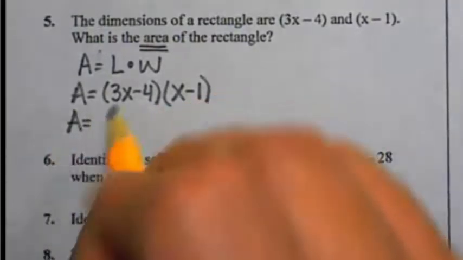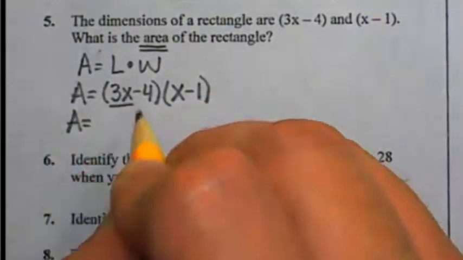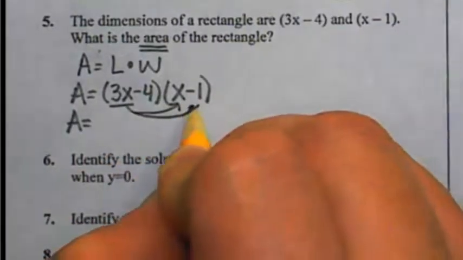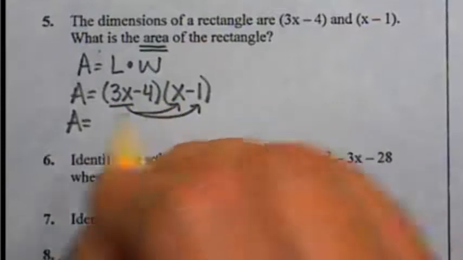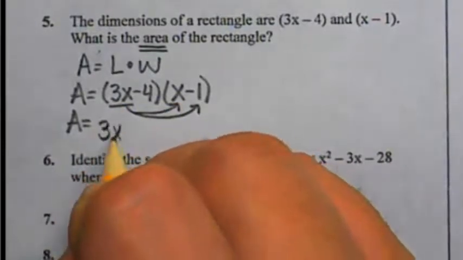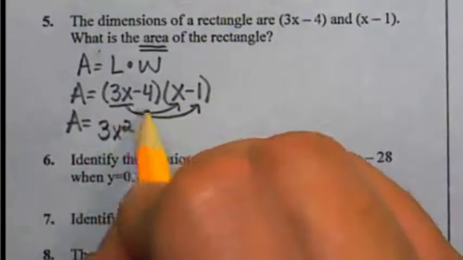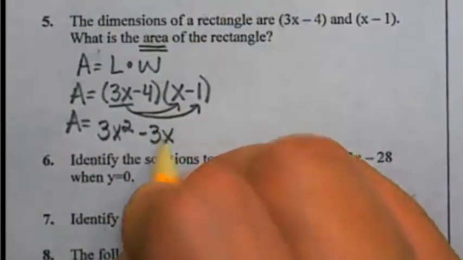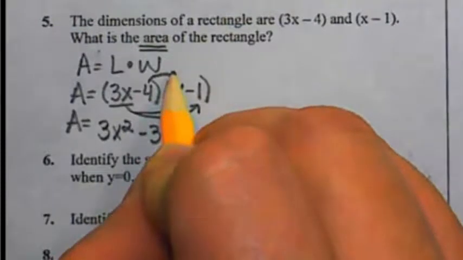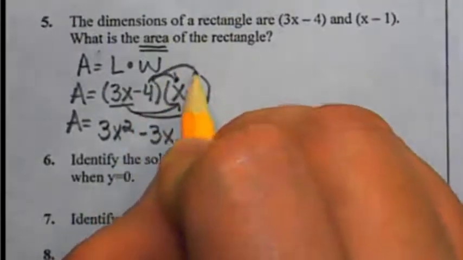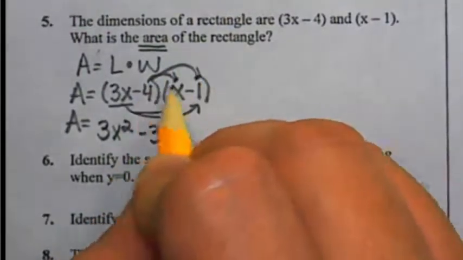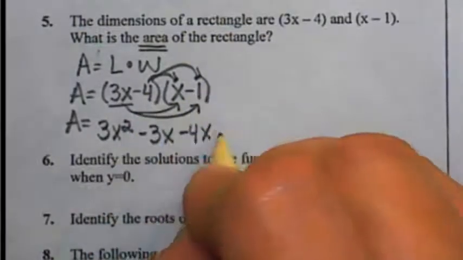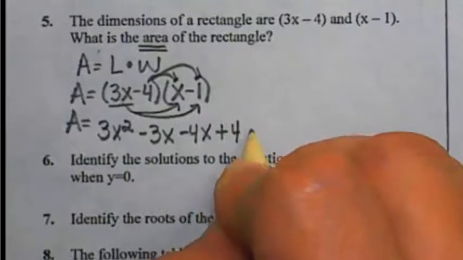Now, how do I multiply this? Remember, you take the first term and you multiply by each term in the second parenthesis. So 3x times x is 3x squared. Then we're going to do 3x times negative 1, which is negative 3x. Then we're going to do negative 4 times x and negative 4 times negative 1. Negative 4 times x is negative 4x, and negative 4 times negative 1 is positive 4.